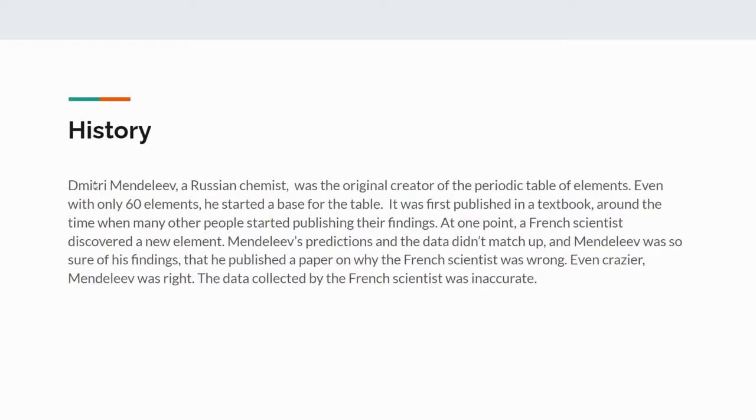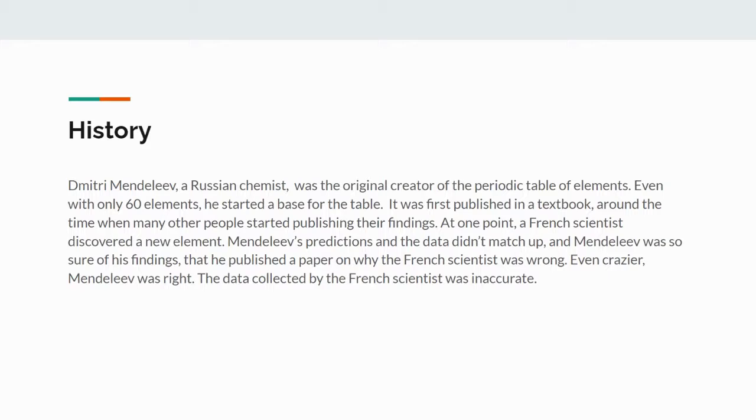Let's talk about history. Dmitry Mendeleev, a Russian chemist, was the original creator of the periodic table of elements. Even with only 60 elements, he managed to start a base for the table. He eventually concluded that his table wasn't wrong, but was rather incomplete, so he predicted a bunch of the elements that would be discovered in the future. It was first published in a textbook around the time when many others started publishing their findings. But the thing that pointed Dmitry Mendeleev out was that he became obsessed with the periodic table.